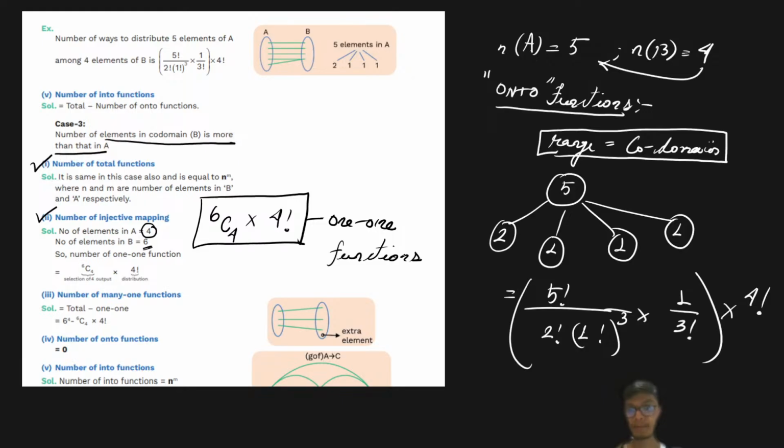I hope this part is clear to all of you. Similarly, when the number of elements in the codomain is larger than the number of elements in A, you won't have any onto functions. There won't be any onto functions. I hope this discussion is clear to all of you.